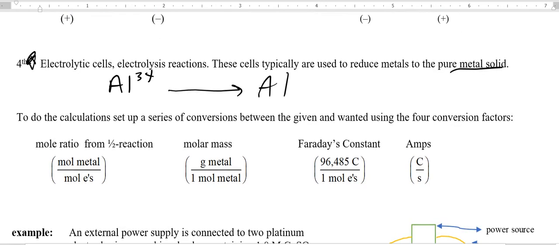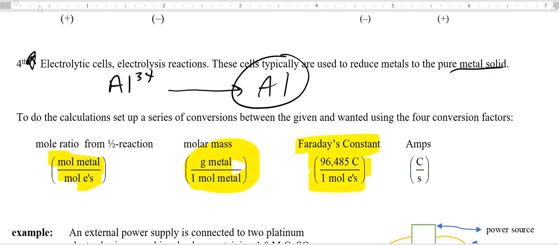To do the calculations to predict how much mass of metal you form, it really boils down to 4 different conversion factors: the mole ratio of the metal to the electrons, the molar mass of the metal, a new thing called Faraday's constant, which is basically the charge per mole of electron, and amps. In my class, I give Faraday's constant to you on a test, so don't bother memorizing it. Amps is coulombs per second. It's your current, how much charge is flowing by per second. Fast current is more, slower current is less. When you're given an ampage, it's really coulombs per second.